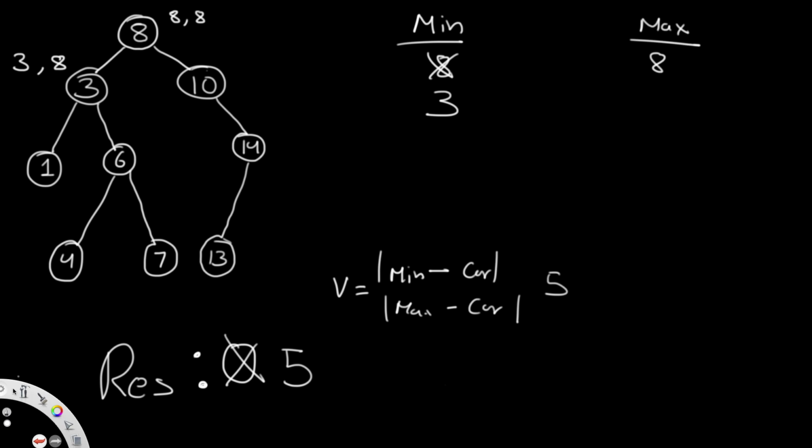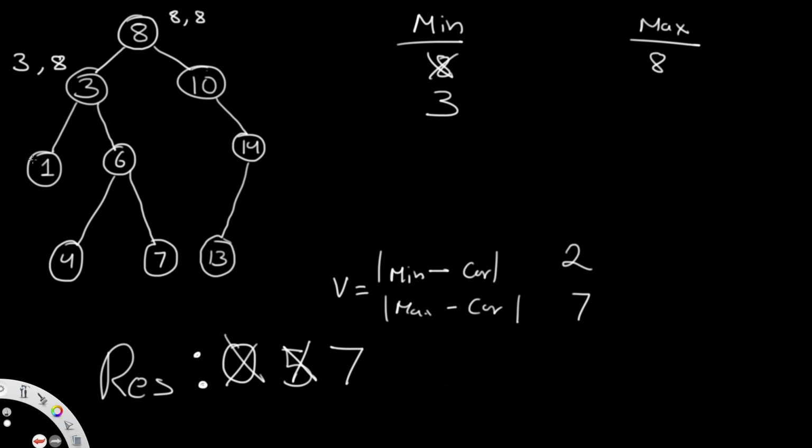Now we're currently at 1, and we're going to do the exact same steps. Over here, we're going to check for the v value. The v value could either be 3 minus 1, giving us a value of 2, or we could have 8 minus 1, giving us a value of 7. Now we're going to update our result. In this case, our result can either be 5, 2, or 7. Well, we're going to choose the maximum, which is 7, so the value gets replaced.